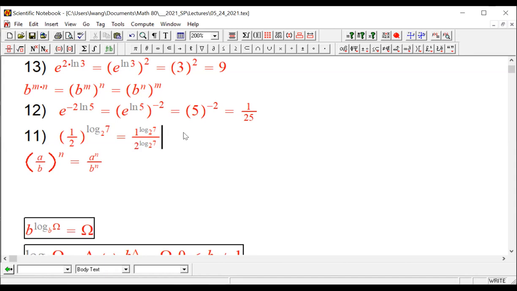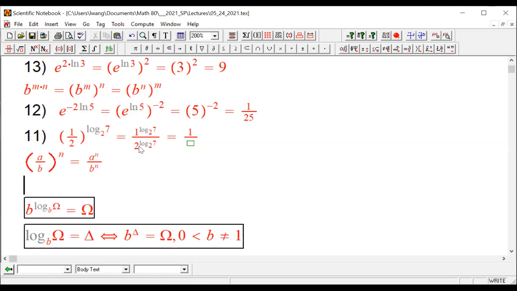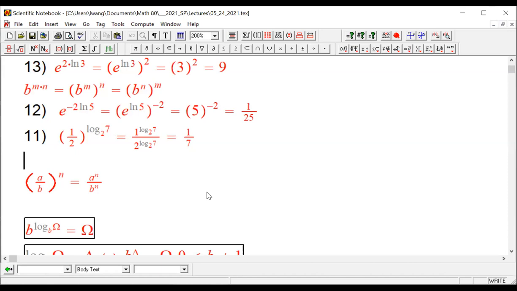1 raised to the power of anything is still 1, right? So the top is 1. And what is the bottom? The bottom, we can apply the property because now we have the match of 2. You see that? So that's going to be 7. And of course, this is not the only way to do it.